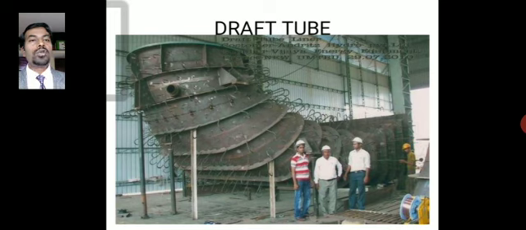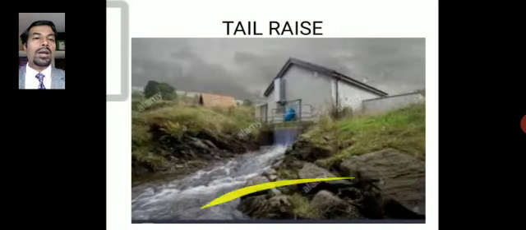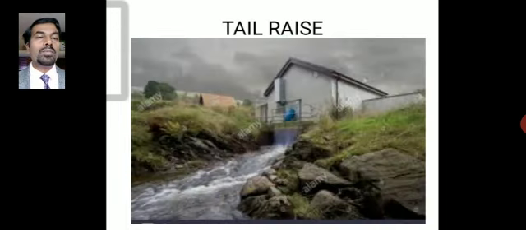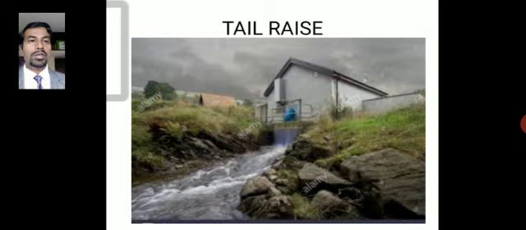So the draft tube will slowly increase the pressure of the water which is coming out, and it will increase the pressure a little more than the atmospheric pressure, so it will be easy for the water to exit from the power plant. And finally, this is how the water comes out of the power plant. This is called the tail race, and the water level we saw in the dam is called the head race, and this flows out of the power plant.